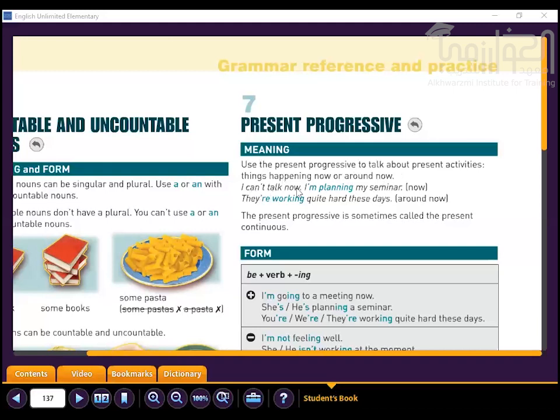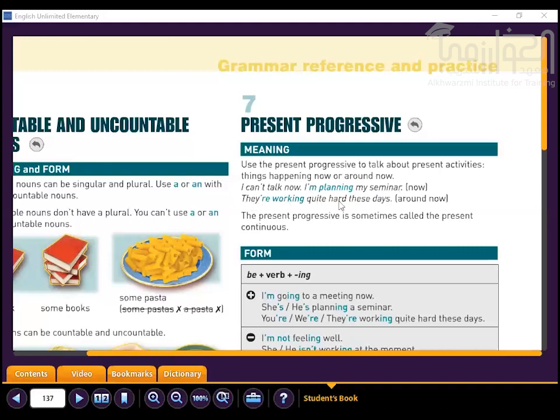I can't talk now. I'm planning my seminar now. So you can see that I'm planning my seminar. A seminar is a class of few students with their teacher. Very few students when they have a meeting or a discussion, a munaqasha, on any topic, that is a seminar. Now, let's look at another example.